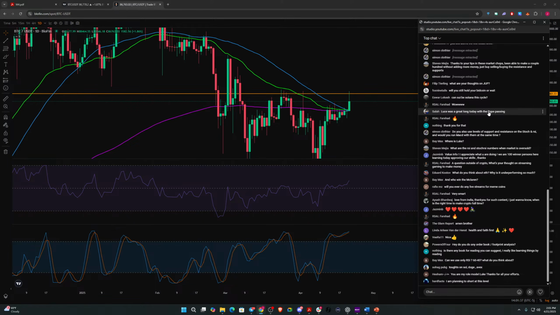Simon says, do you also use levels of support and resistance on the stock and RSI? And would you run MACD with them at the same time? Yeah, so Simon, you definitely could.